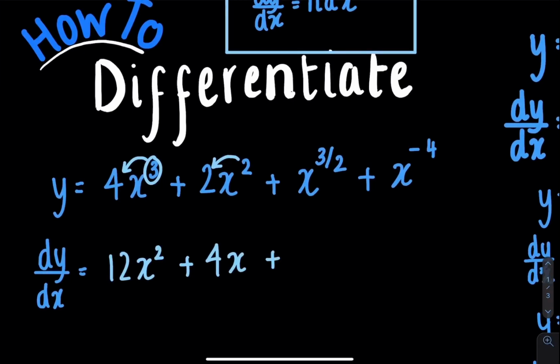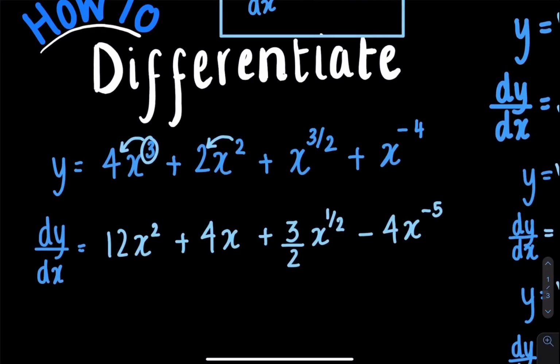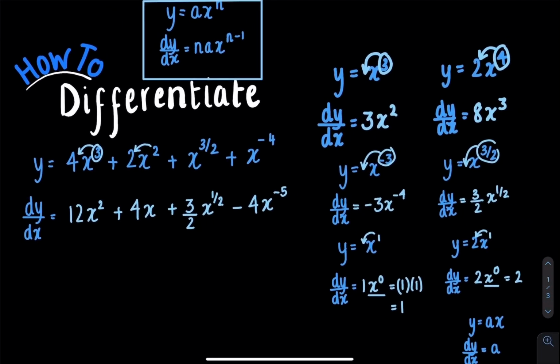Plus, bring the power down, I have 3 over 2, x to the power of 3 over 2 minus 1 is just a half. And finally, bring the power down and I'll have minus 4x, and take 1 away from the power, minus 4 minus 1 is minus 5. And this is your final answer. And this is the basis of differentiation. As you can see, it's a lot easier than people make it out to be.